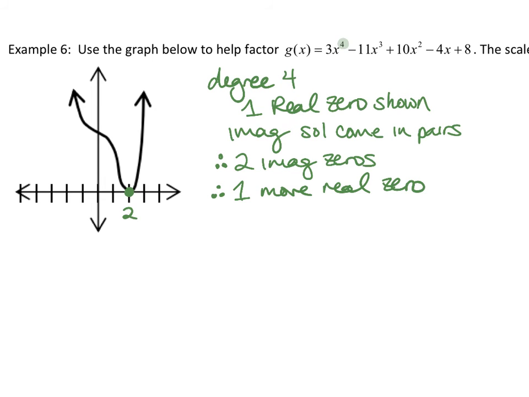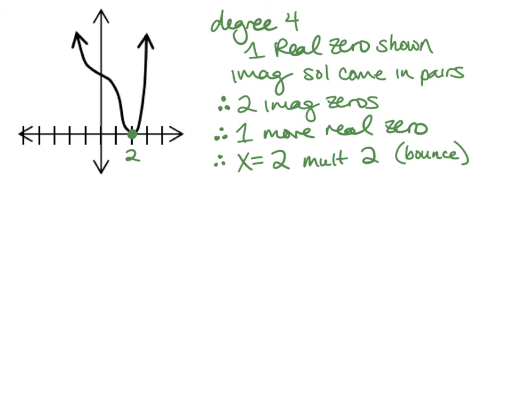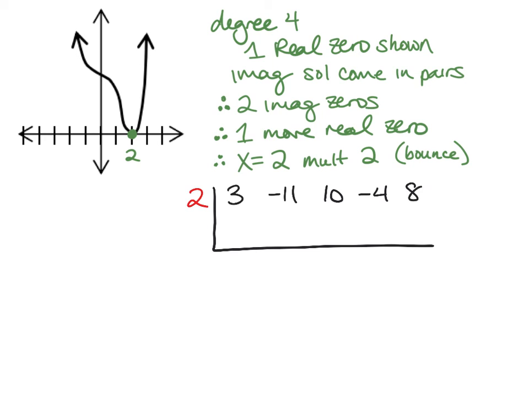And hopefully you're noticing, wait, but Miss Quigley, at 2, it bounces off. Yeah, that's true. So therefore, x equal to 2 has a multiplicity of 2. It bounces off at 2. So I have my 2 real solutions. I know it's 2 and then 2. That gives me exactly what I need to start dividing by to synthetically divide this polynomial and then factor it. I'm sorry, not -2, 2 and then 2 again.